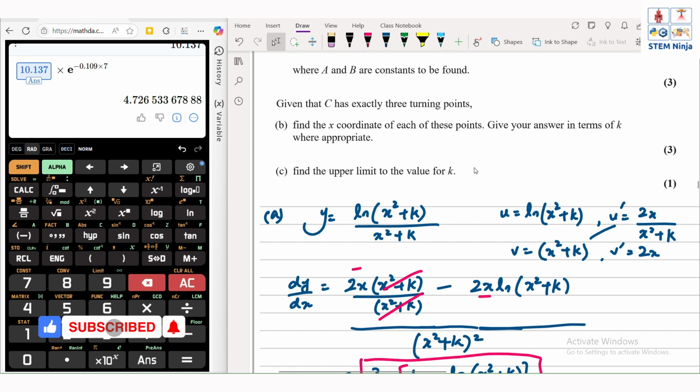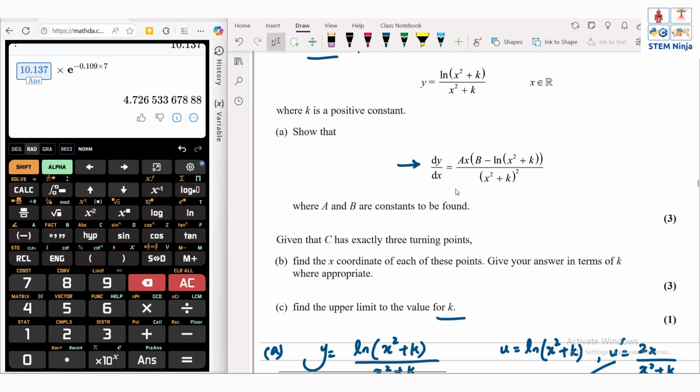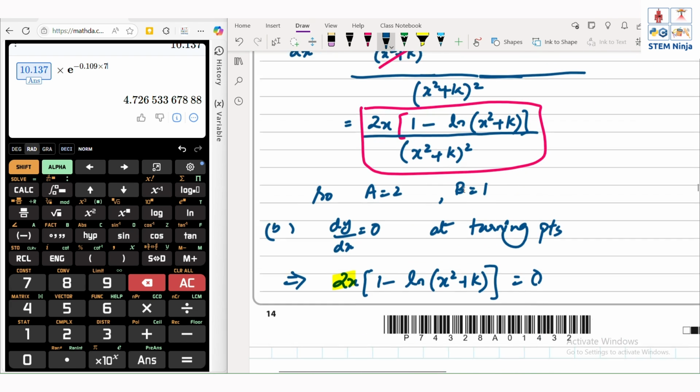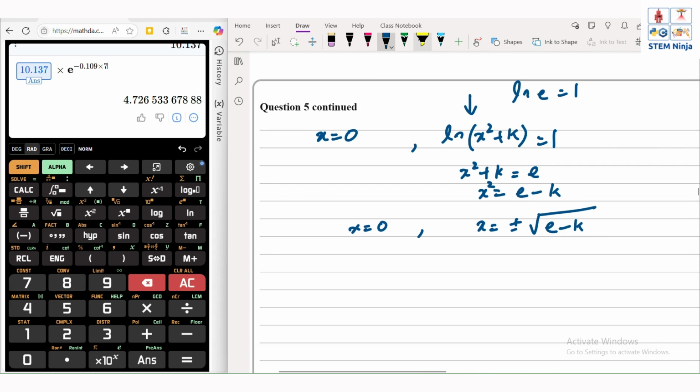Find the upper limit to the value of k. Find the upper limit to the value of k. So the k value where we are actually using, we are using in the denominator and in the ln function over here. Oh, okay. So basically we found this over here, right? So k, whatever k is, has to satisfy this.